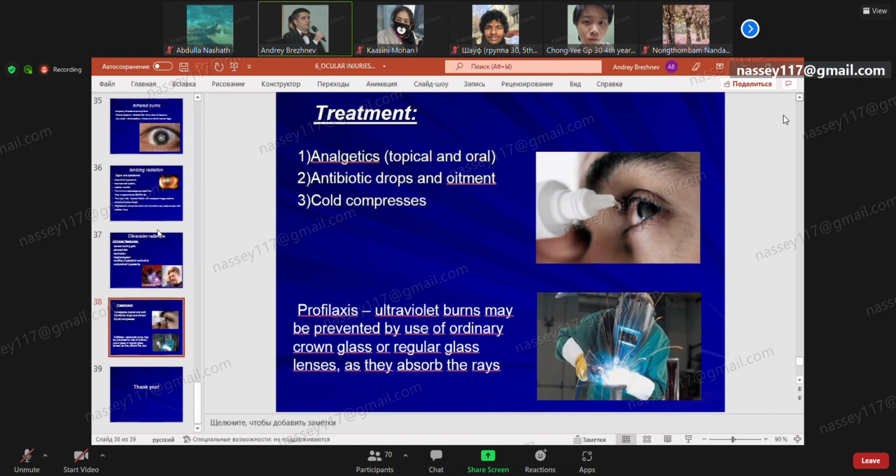Antibiotics are used just for prophylaxis of secondary infection, and of course, it's necessary. The better way to prevent it is the use of special glasses which absorb this type of rays.